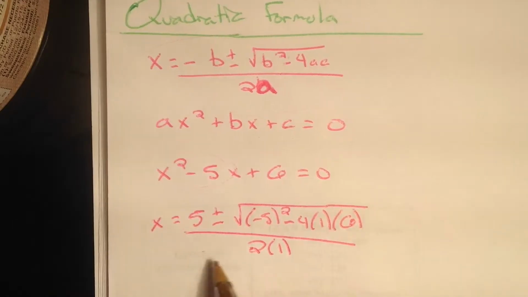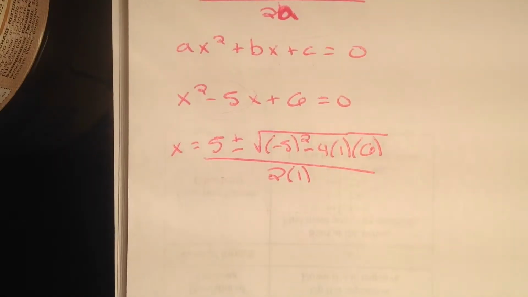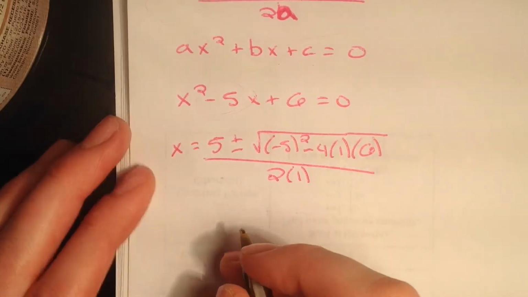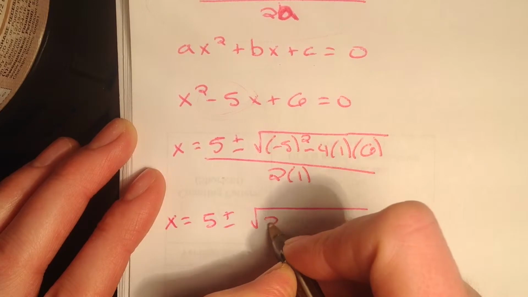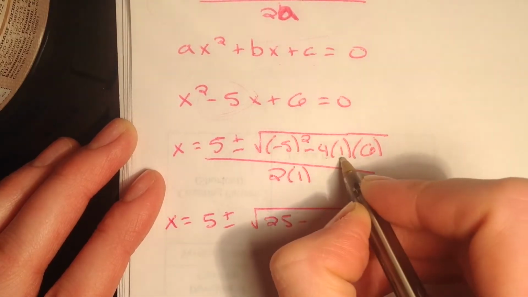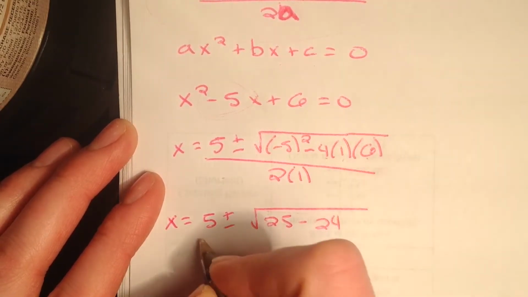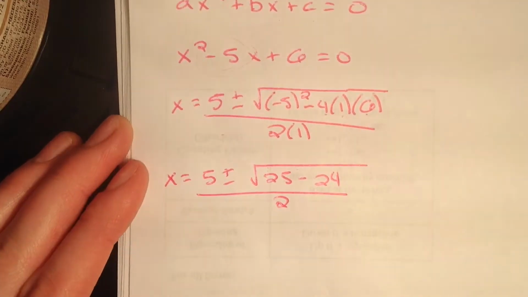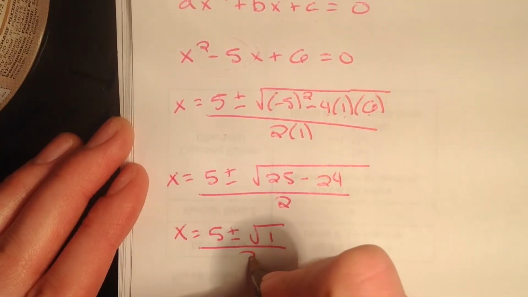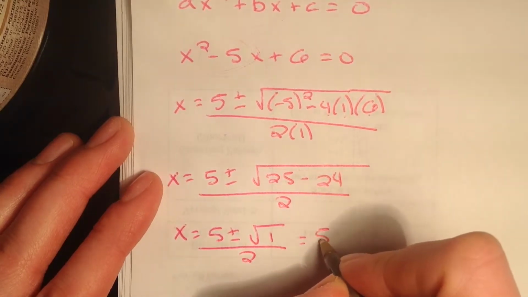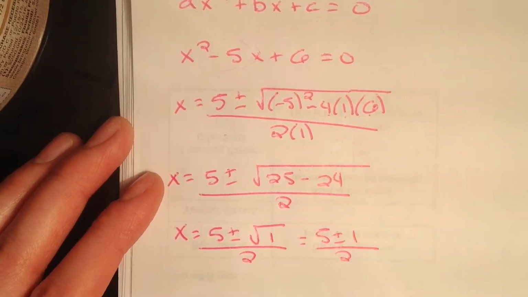So then we just simplify this. This will tell us the solutions to where it crosses the x-axis. So we get x equals 5 plus or minus the square root of 25 minus 4 times 1 is 4 times 6 is 24 all over 2. X equals 5 plus or minus the square root of 1 all over 2. Well, that's 5 plus or minus 1 all over 2.